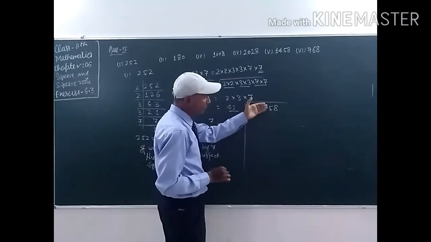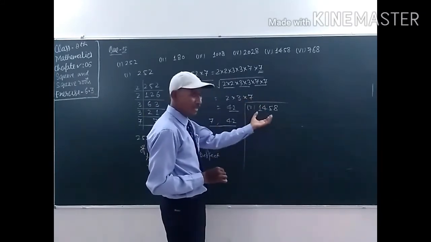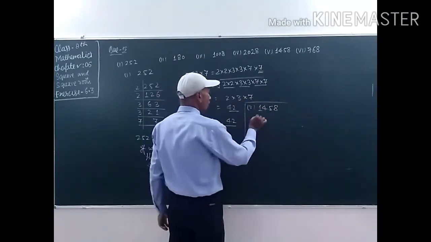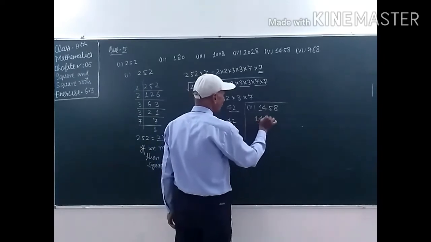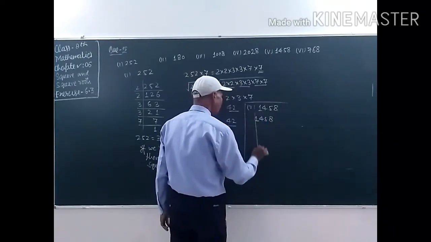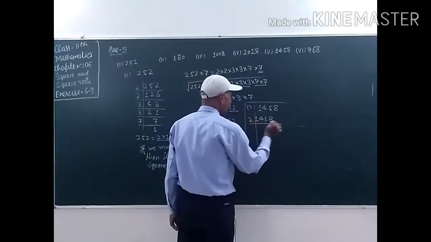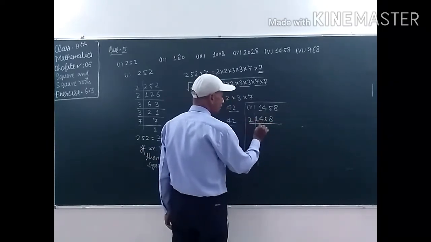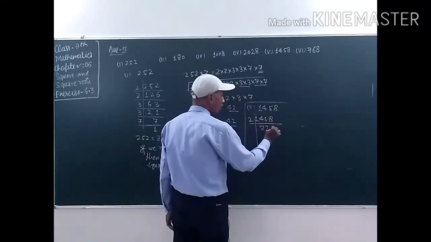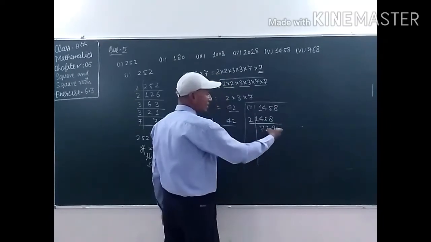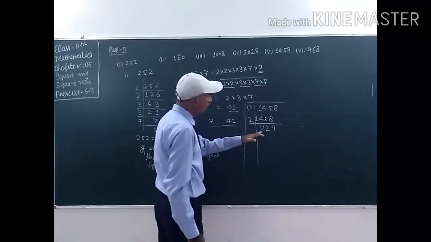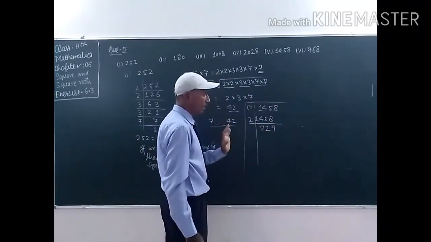Now first of all we have to find out the prime factors of the given numbers. So 1458, and prime factors: dividing by 2, 2 sevens are 14, 2 twos are 4, 2 nines are 18. This one is 729. So now this number is not divisible by 2, student.